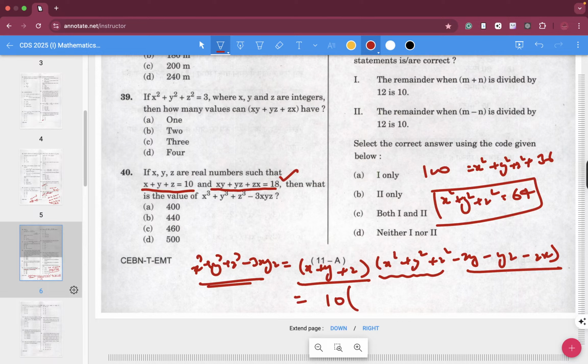x square plus y square plus z square value, we know how much that is. We know it is 64, right? Minus of all of this in plus, minus of 18, right? So which means 10 into how much? 6, and this is how much? 4. So which means we get 460 as the answer to this particular question, folks.